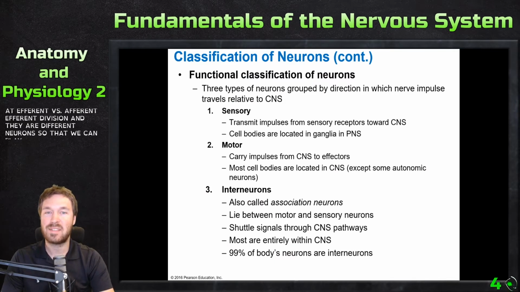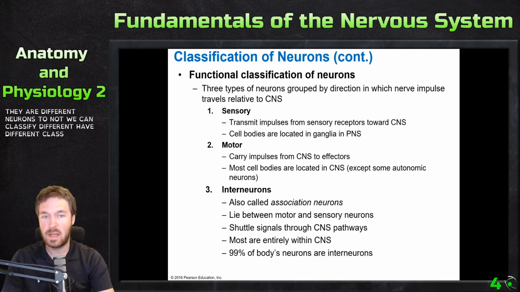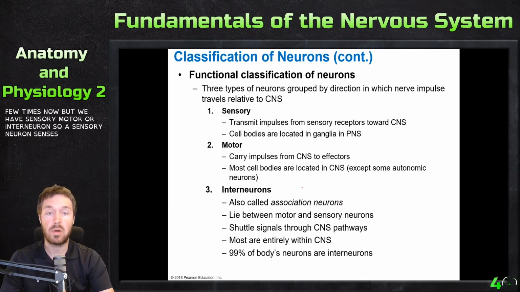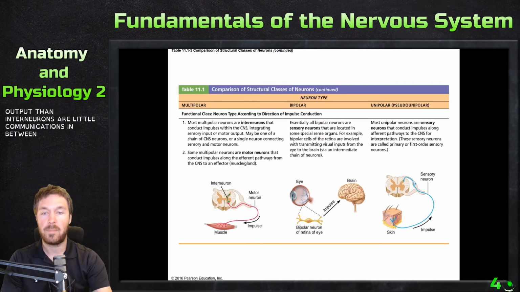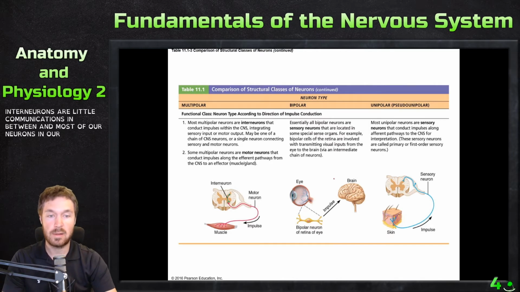So now we can have different classifications of neurons. I've thrown these words around a few times now, but we can have sensory, motor, or interneuron. So a sensory neuron senses. A motor neuron is sending out a motor output. Most of these cell bodies are located in the central nervous system for that motor output. Then interneurons are little communications in between. And most of our neurons in our body are these little interneurons.